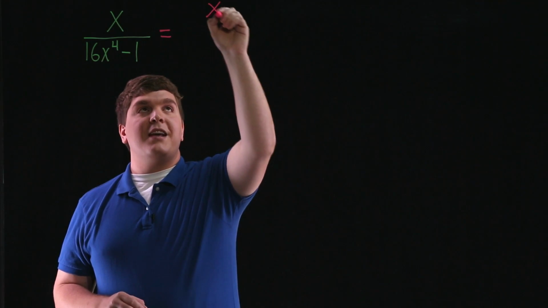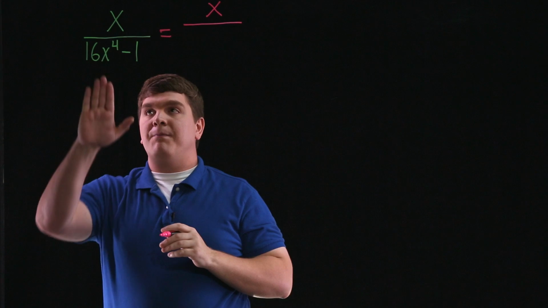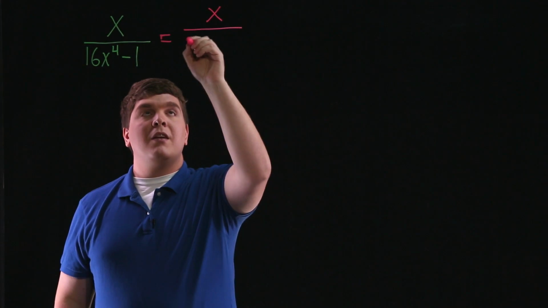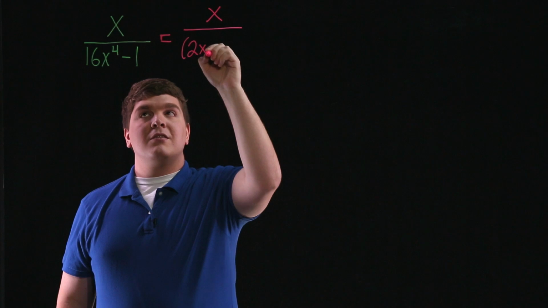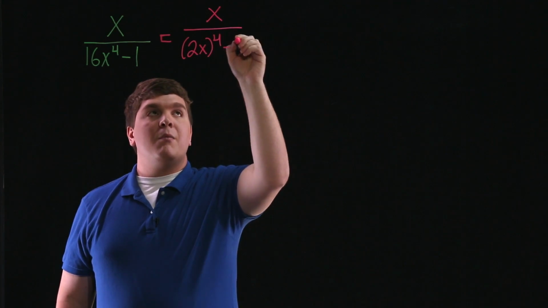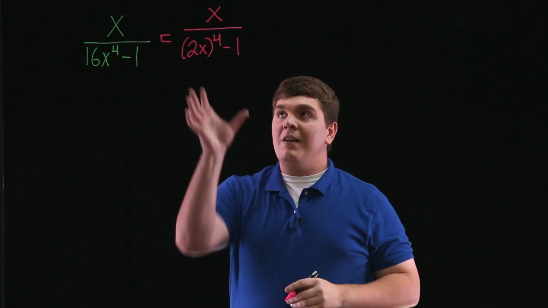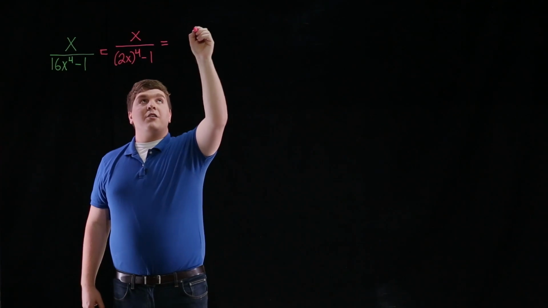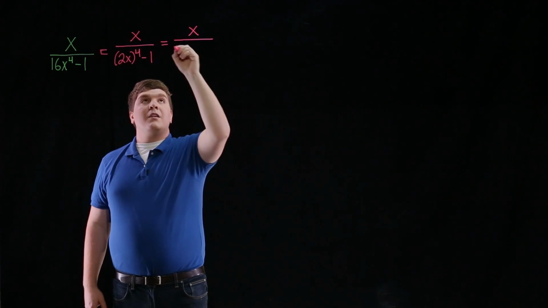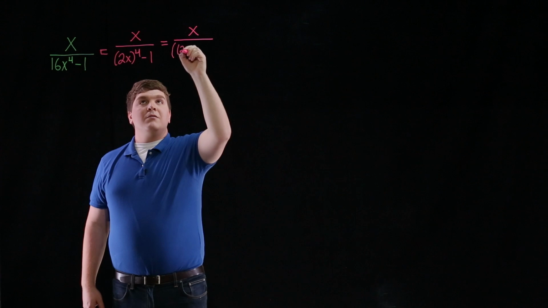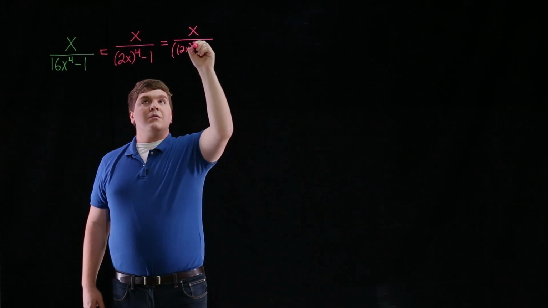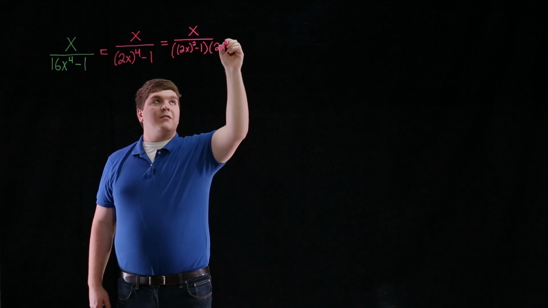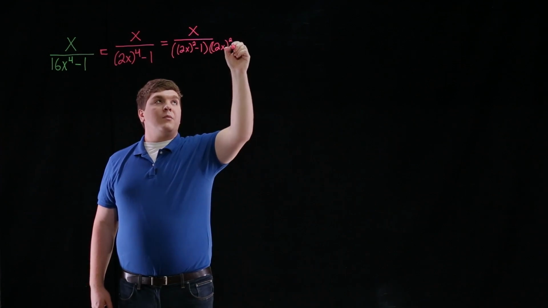So we can write this as x divided by, well, let's begin by rewriting 16x to the fourth as the quantity 2x raised to the fourth minus 1. Now here, our denominator is a difference of squares, so we can write our denominator as 2x squared minus 1 times 2x squared plus 1.